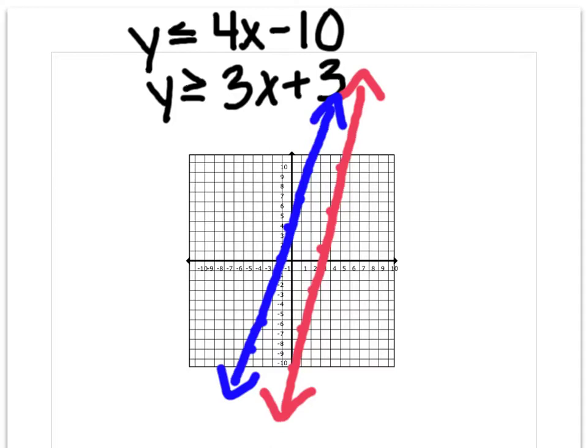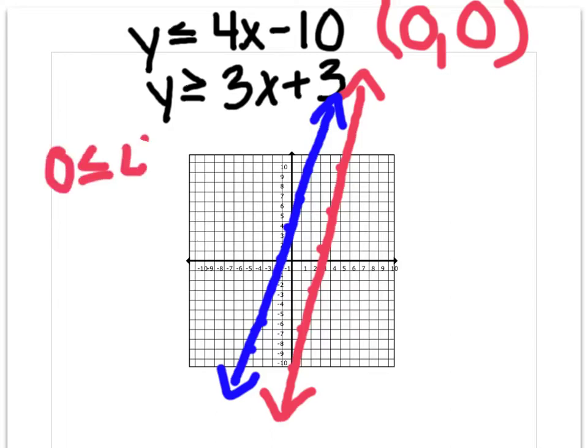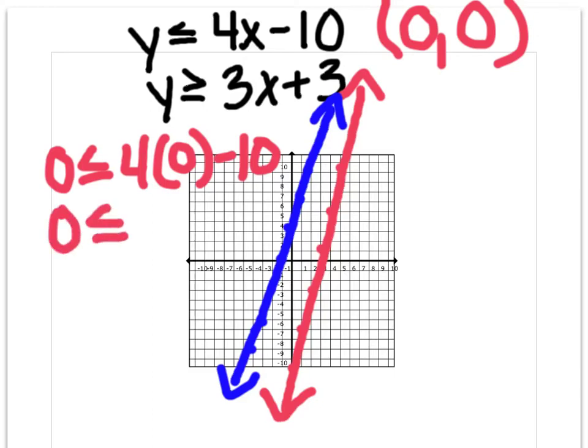So if we pick a point for 4x minus 10, again we can pick 0, 0. So if we plug it in, we have 0 is less than or equal to 4 times 0 minus 10. So we have 0 is less than or equal to -10, which is not true. So we'll shade the side that 0, 0 is not on.